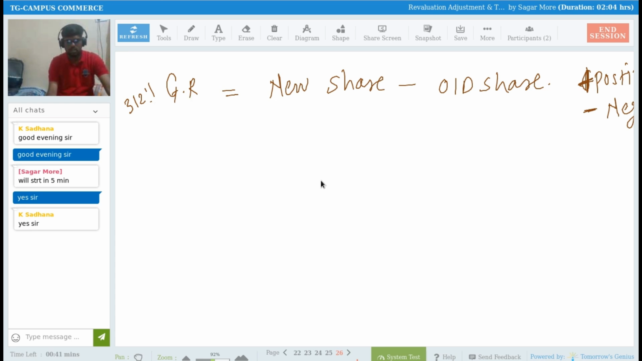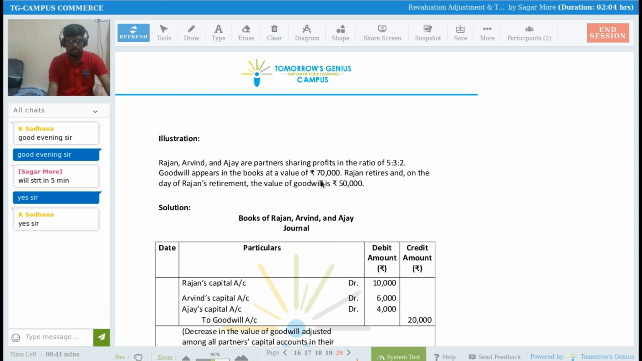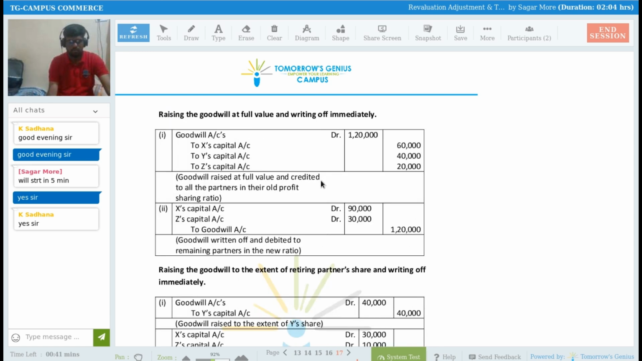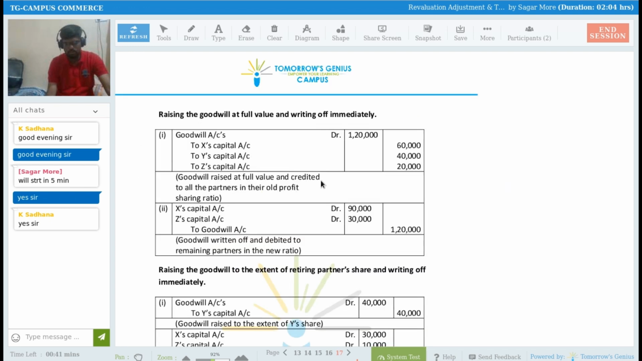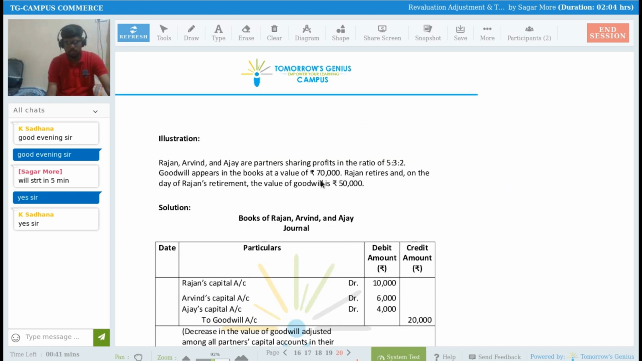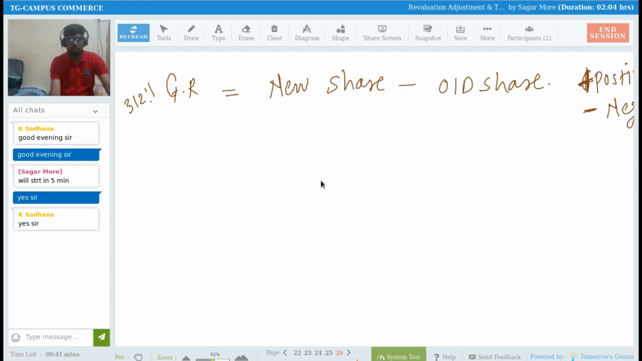I'm not aware of their names, I mean I forget their names. Please remember their names: X, Y, Z, right? X, Y, Z is 3:2:1, and then X and Z is 3:1. Please remember this.